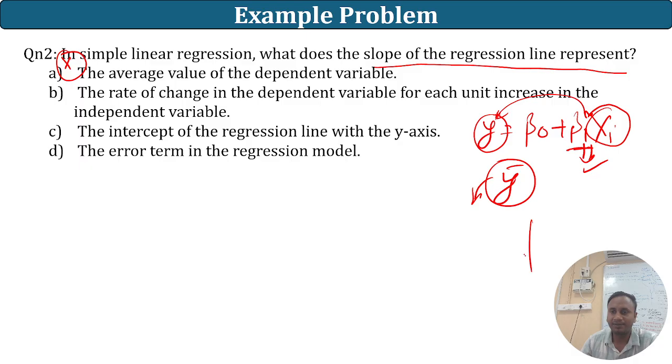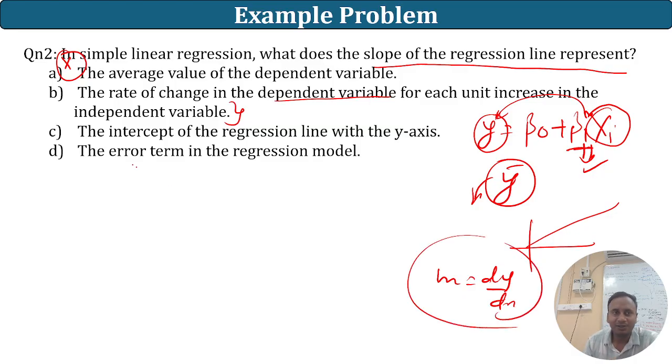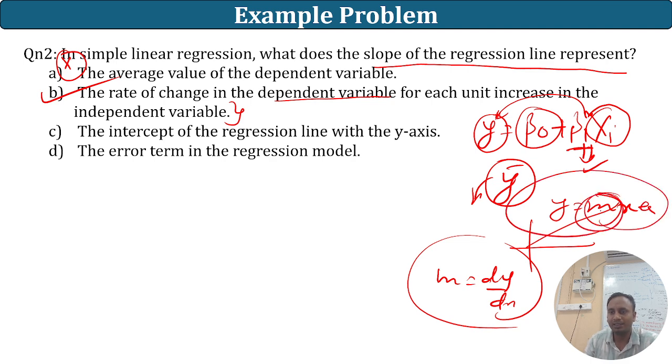Because slope is the rate of change of the dependent variable for each unit increase in the independent variable. Slope is the change, dy by dx. If m is equal to dy by dx, is it? Yes, sir. So this will be the correct option. The intercept of the regression line? No, intercept is beta naught, not the slope. Intercept is different. Y is equal to mx plus c. So m is the slope, the rate of change. C is independent, so this can't be. Error terms in the regression model? No, this is again independent terms. So our option will be B.